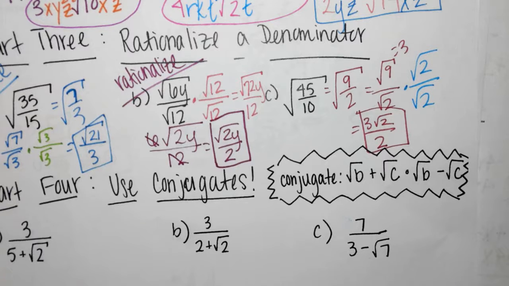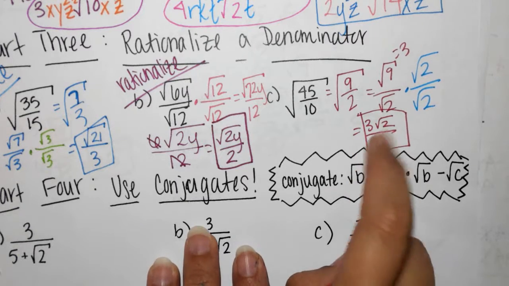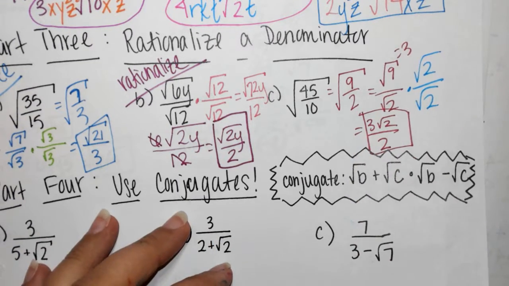Do we have to write it like that? Yes, you have to write it like this, because it's 3 times the radical, the square root of 2, all divided by 2. Not just part of it.